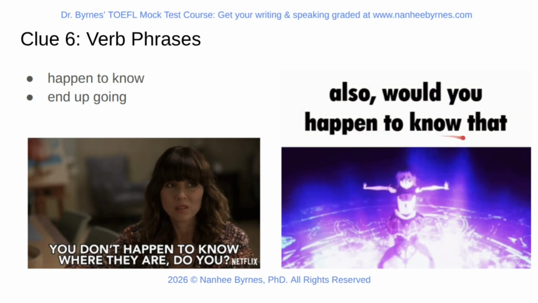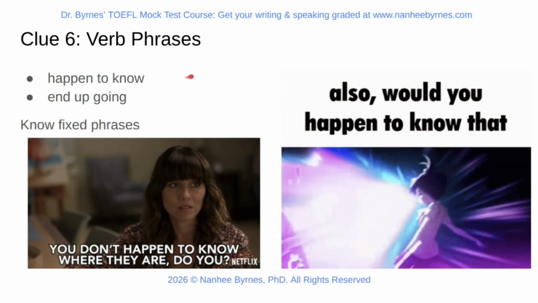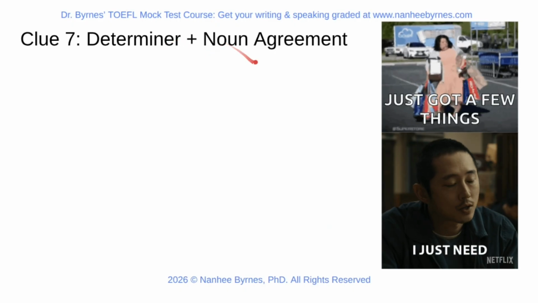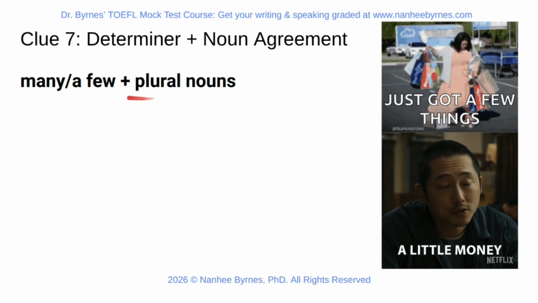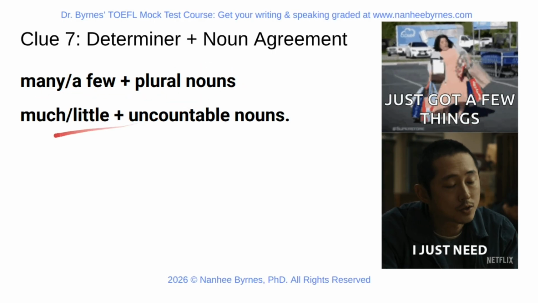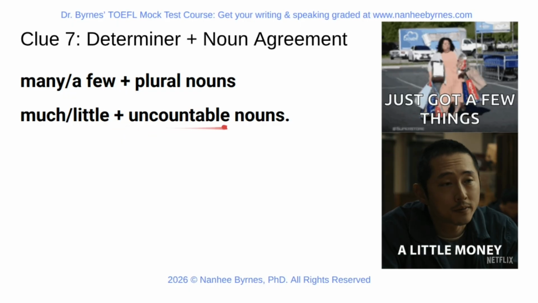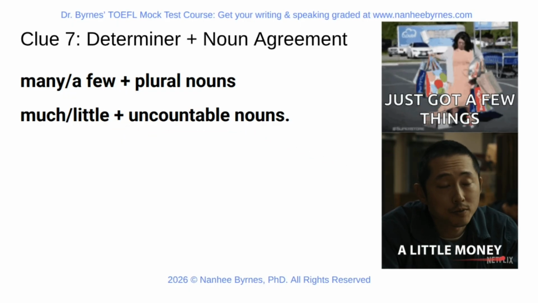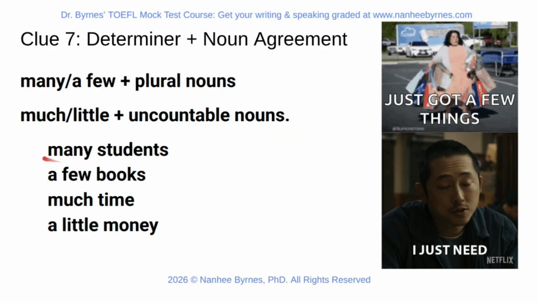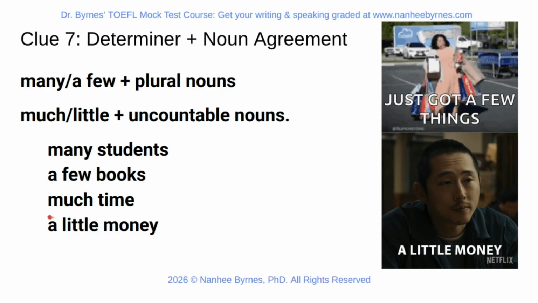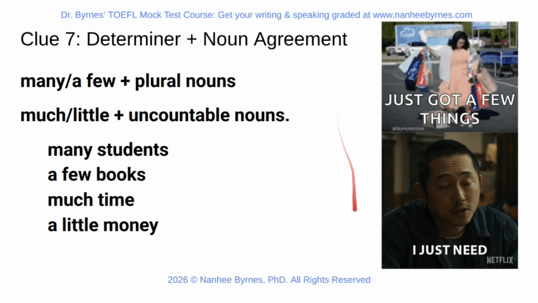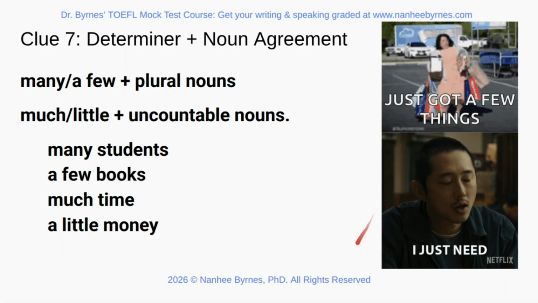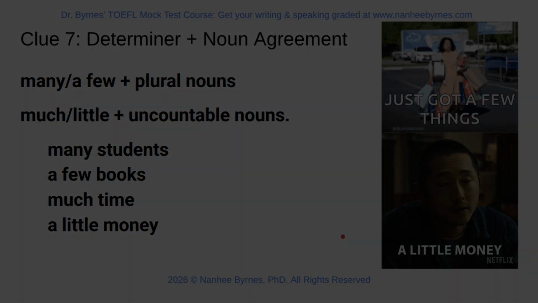Finally, Clue 7. Determiner and noun agreement. For example, words like many and a few go with plural nouns. Words like much and a little go with uncountable nouns. Examples: many students, a few books, much time, a little money. These are the grammar clues you need to answer today's questions. All right, let's start practicing.